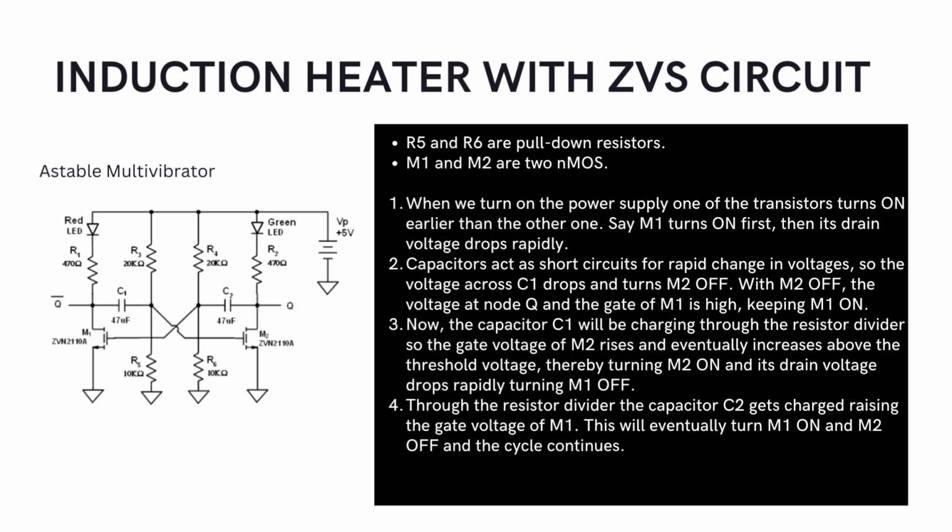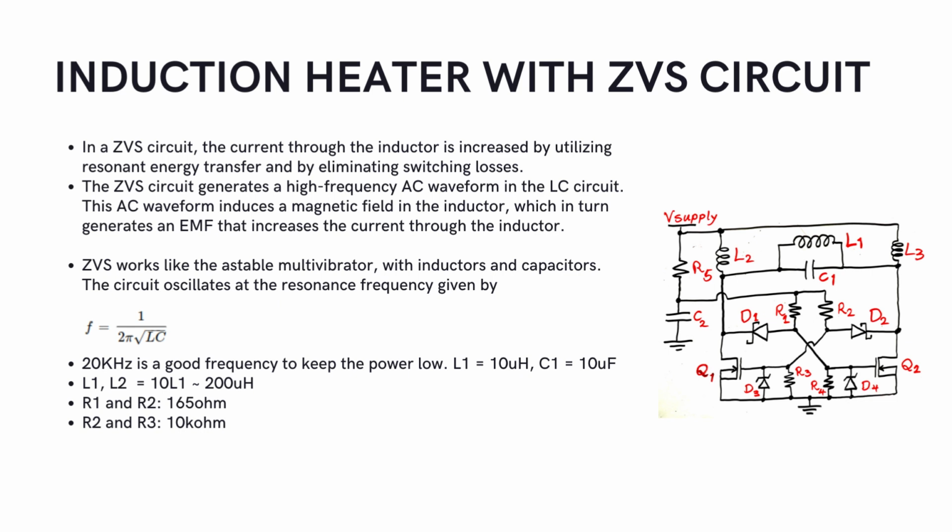With M2 off, the voltage at the gate of M1 will be high, keeping M1 on. Now the capacitor C1 will be charging through the resistor divider, so the gate voltage of M2 rises and eventually increases above the threshold voltage, thereby turning M2 on, and its drain voltage drops rapidly, turning M1 off. Through the resistor divider, the capacitor C2 gets charged, raising the gate voltage of M1. This will eventually turn M1 on and M2 off, and the cycle continues. So ZVS works like an astable multivibrator with inductors and capacitors.